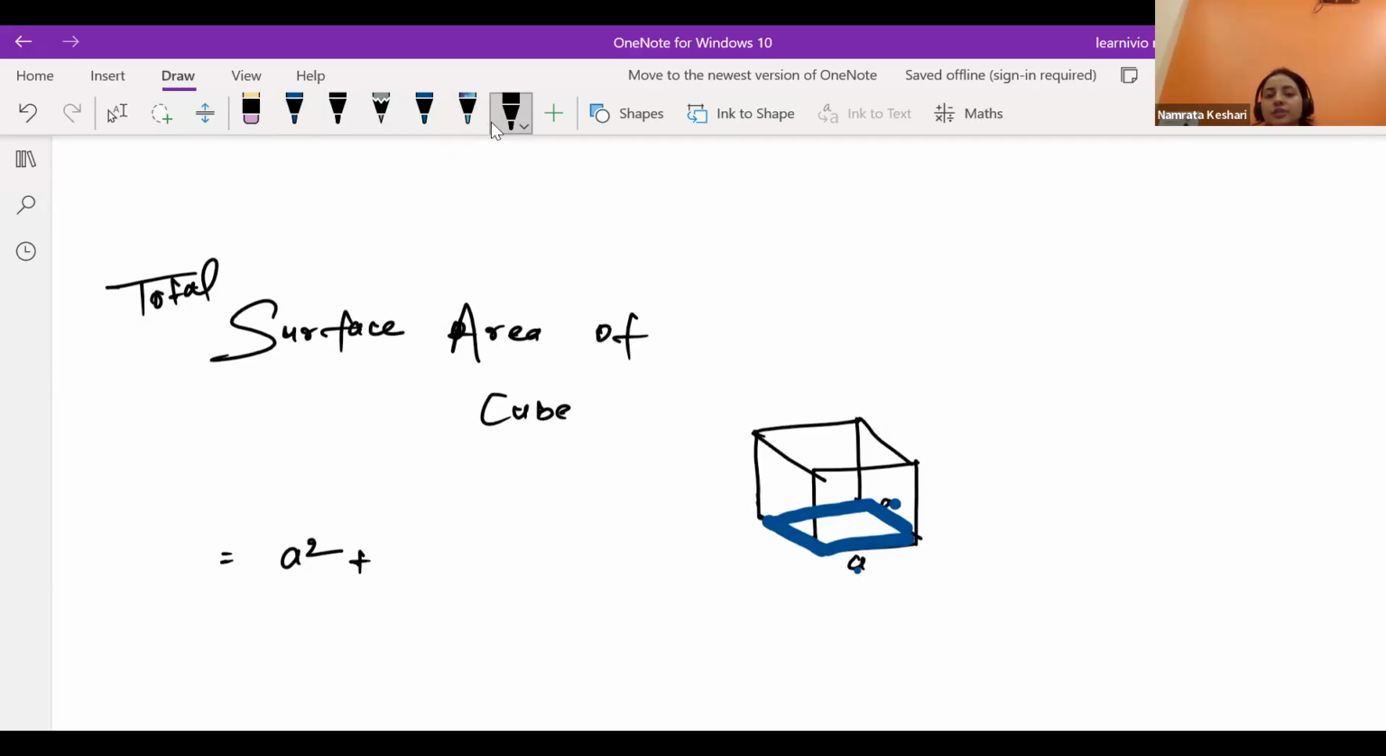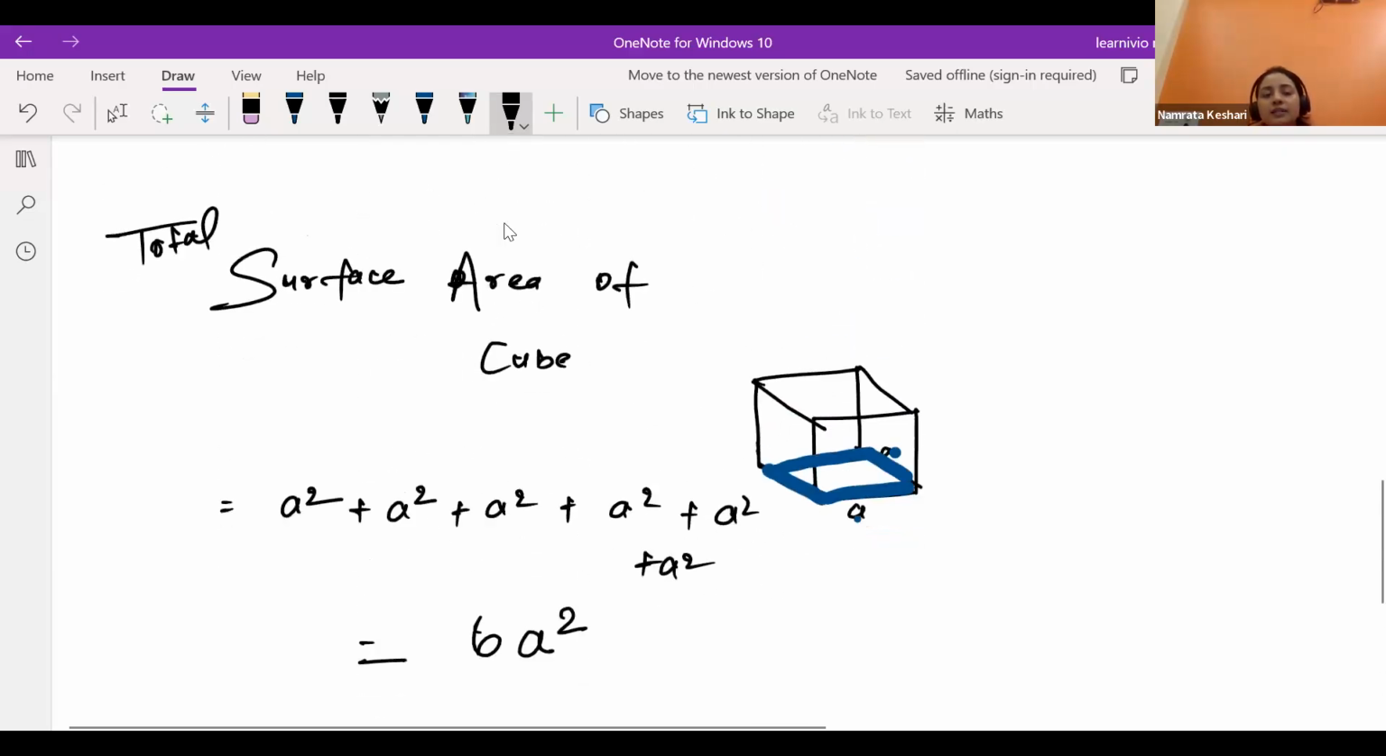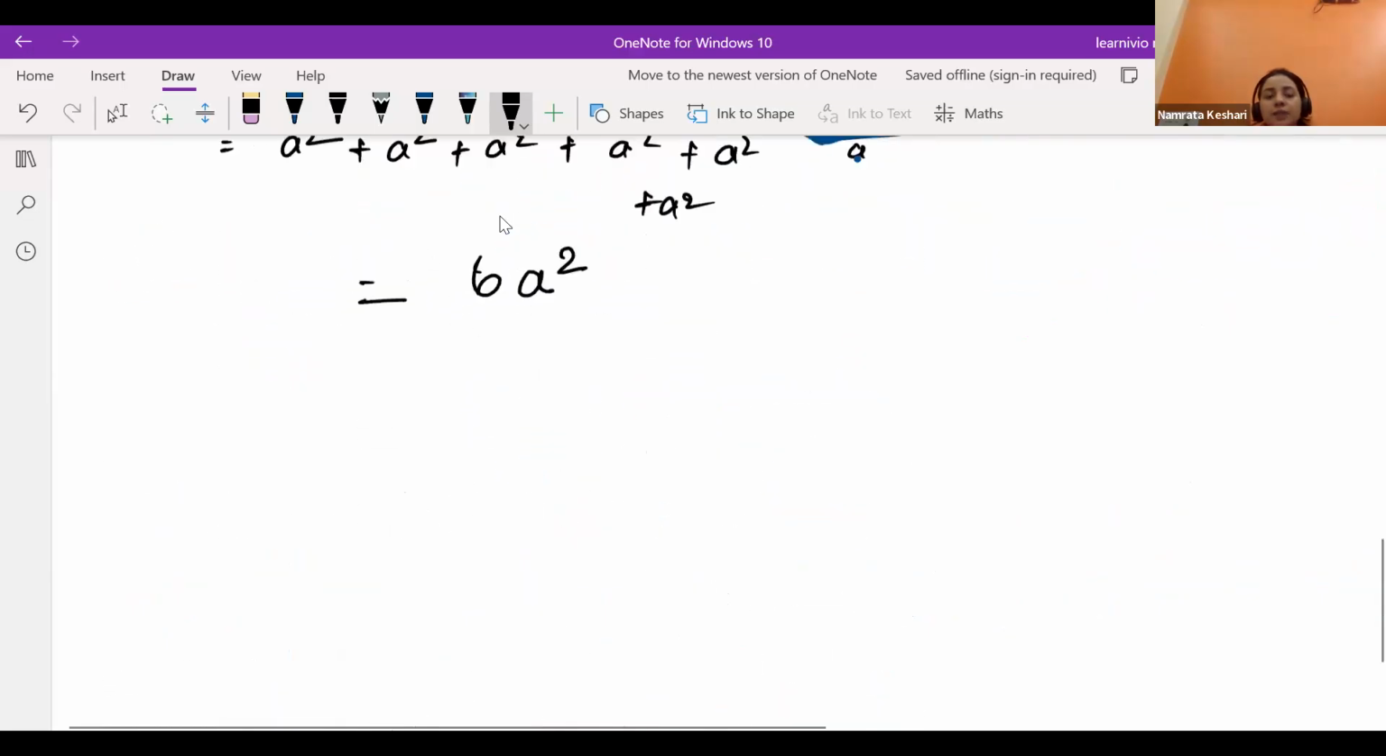So how many surfaces are there? 6 surfaces are there, and each and every surface will give the same area: a square, a square, a square, a square, a square, a square, 6 times. That's why the surface area of the cube formula is 6a square. Have you learned this formula? Yes, ma'am. You must have learned this formula previously, and from here we are getting the formula. Okay, now let's move to the next shape, that is the cylinder.